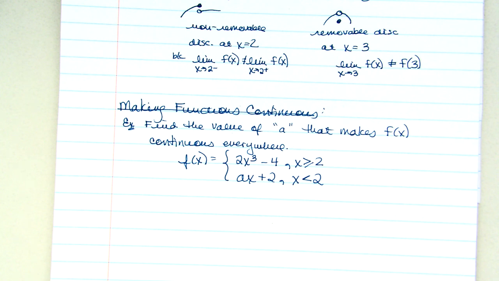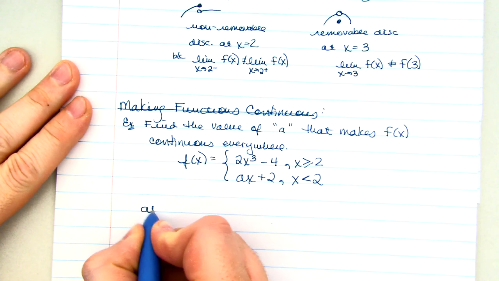I want to find the particular value of that constant a that will make this thing continuous everywhere. However, I feel like for starters, there is only one possible place I could be discontinuous. Where? 2. That is the only place I'm really going to care about making sure this thing is continuous, because I know I'm going to be good everywhere else. I want to focus on x equals 2.